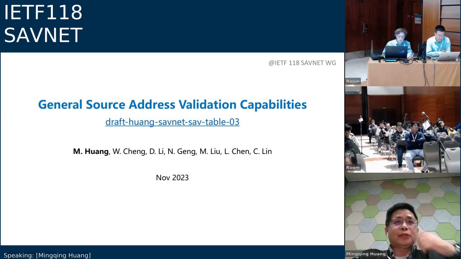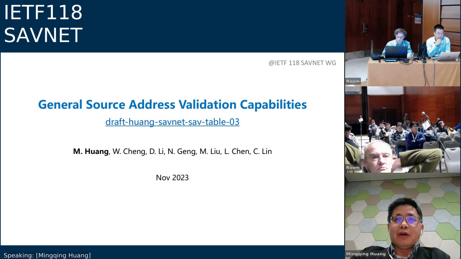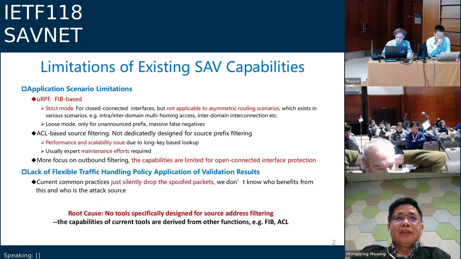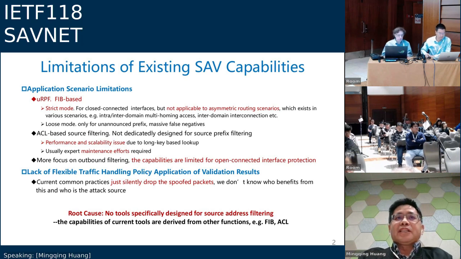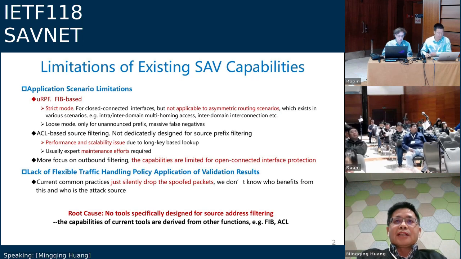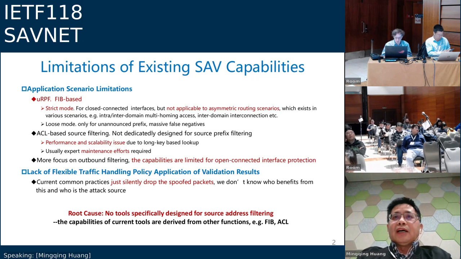We also changed the title to general source address validation capability rather than the SAV table, which may cause some ambiguities. So here's some background. As we all know, the current tools we have in the wild are basically based on URPF, with ACL as a supplement. For URPF in closed connect interface scenarios, we had better use strict mode, but URPF cannot handle asymmetric routing scenarios. This is one significant limitation of URPF.